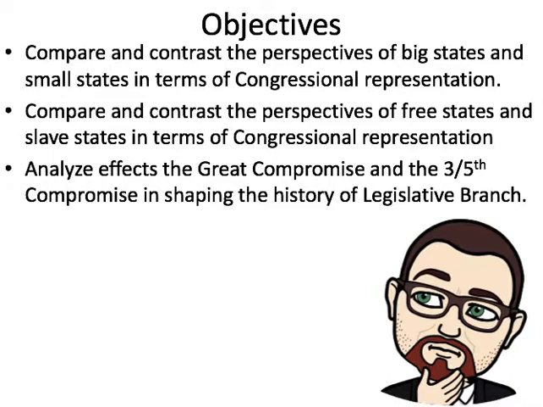Then each of these debates is met with a compromise, going back to the last lesson, and the Great Compromise, which resolves the big states, small states, 3/5 compromise, which resolves the free state versus slave state debate. And what was the impact that they had on shaping the history of the legislative branch? You could argue the history of the United States. So let's get into it.